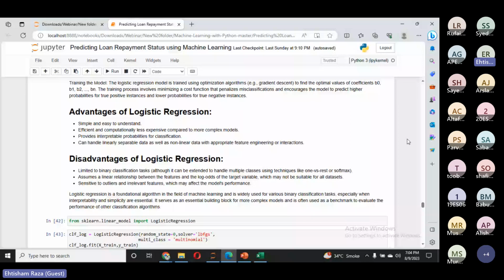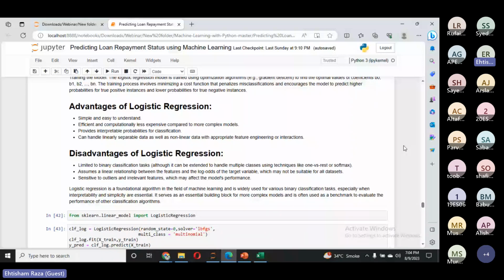Logistic regression is a fundamental algorithm in the field of machine learning, widely used for binary classification tasks, especially when interpretability and simplicity are essential. It means if your problem is not that complex, you can simply use this classification algorithm. It serves as an essential building block for more complex models and is often used as a benchmark to evaluate the performance of other algorithms. Yes, it is considered a benchmark to calculate the performance of other algorithms.